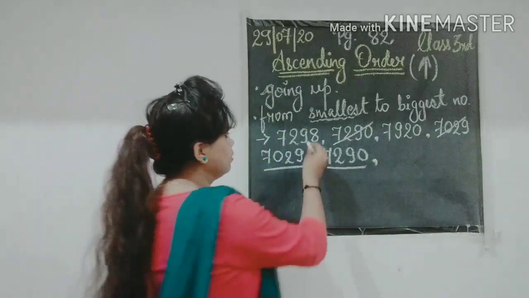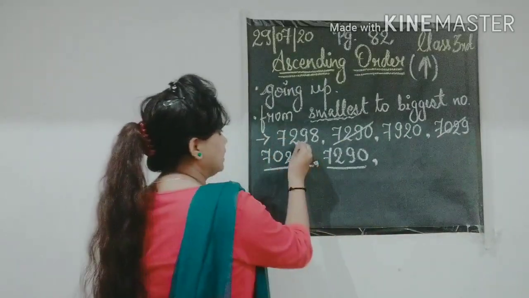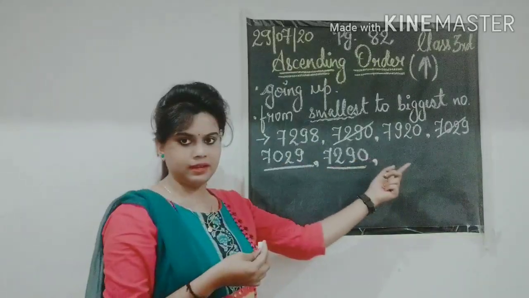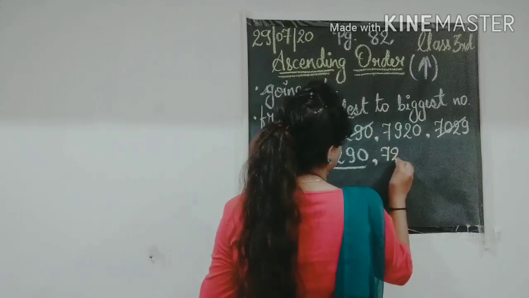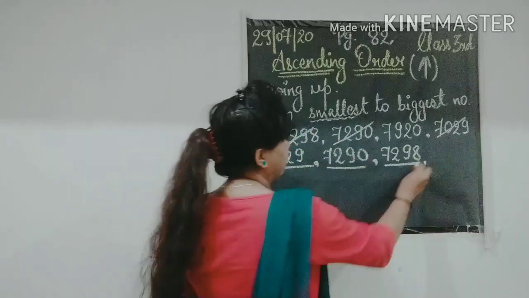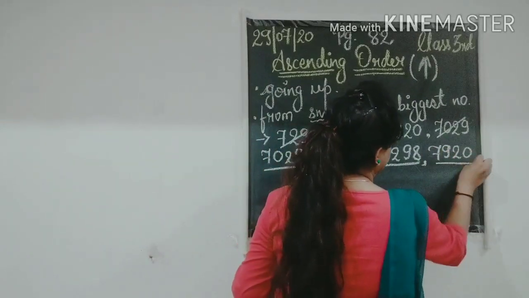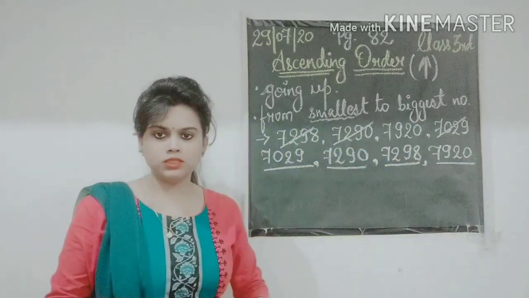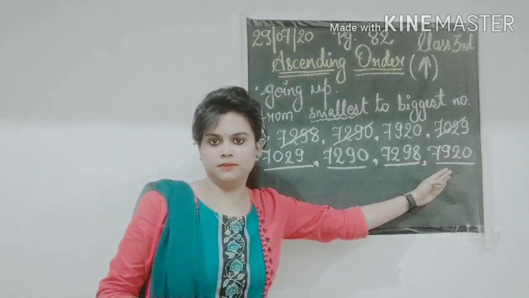Understood? Then two numbers left, 7298 and 7920. That means in hundreds place, here 9 is there, here 2 is there. 2 is smaller than 9. So we will write next number 7298. And what is the last number left? 7920. Write it here. That means this is the biggest number. So this way we have to arrange the numbers from smallest to the biggest.